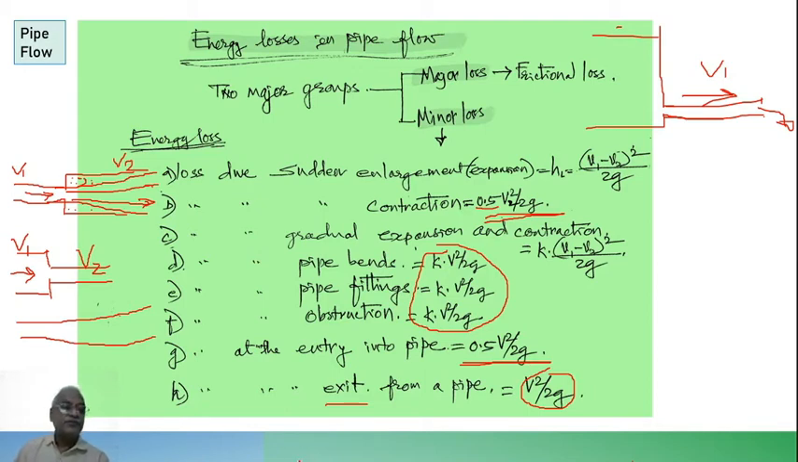Okay, this is a major slide. Energy loss: there are two groups of losses, major loss and minor loss. Major is frictional. Minor, you have so many of them, and among them sudden enlargement, sudden contraction, loss in bends, fittings, obstructions, loss at entry, loss at exit. These are the things to be remembered. It's easy to remember anyway.